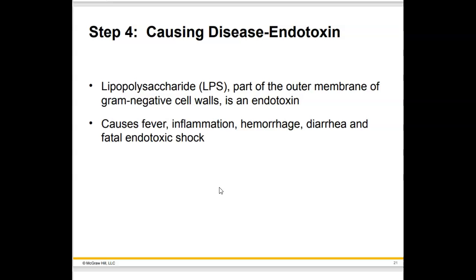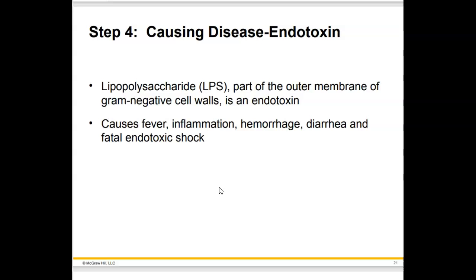other animals as well. So gram-negative bacteria mainly release endotoxins when they die. Gram-positive bacteria basically do not make endotoxins because of their cell wall composition.